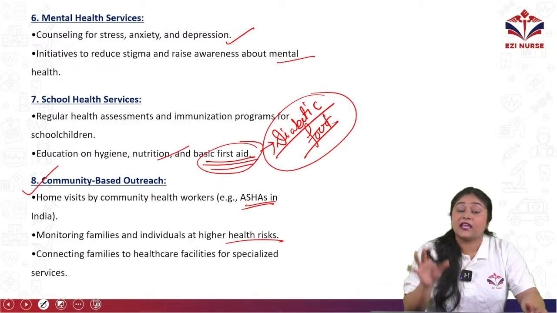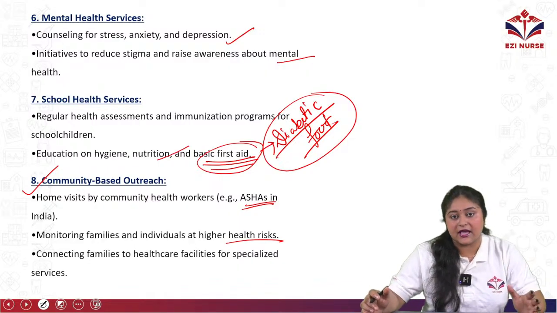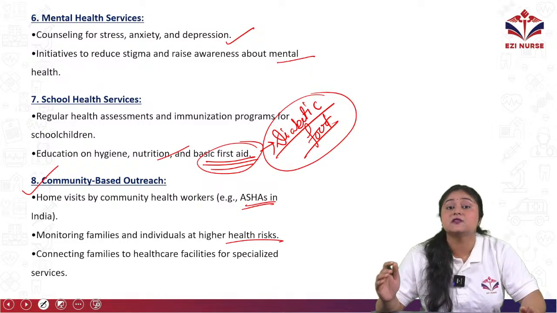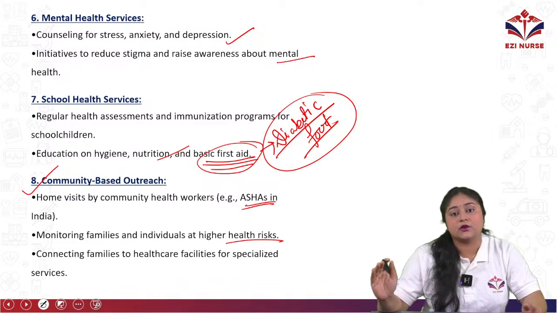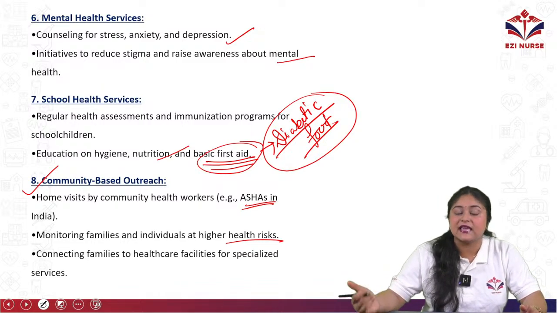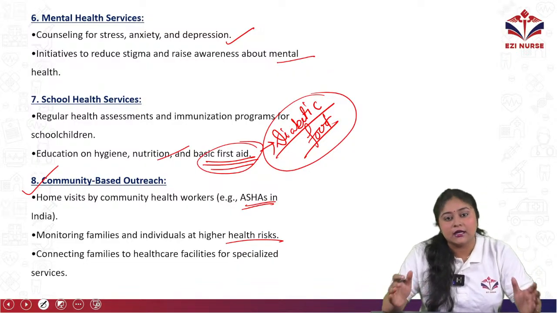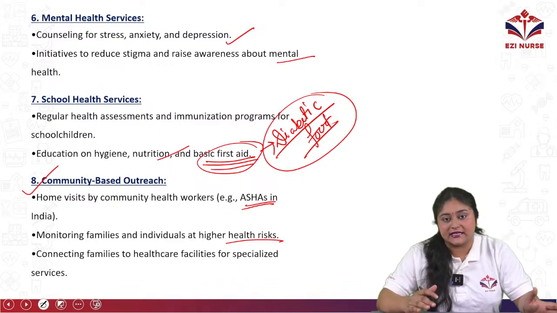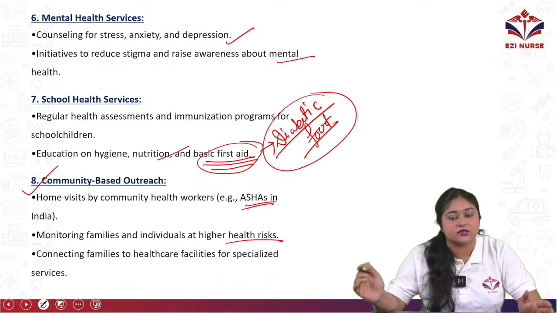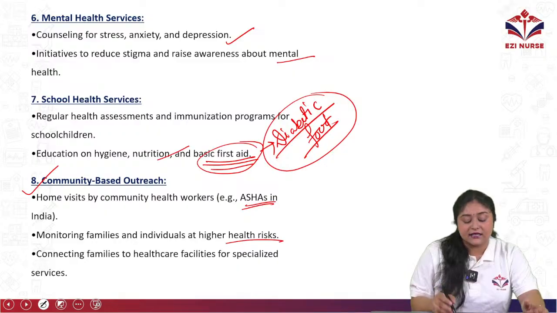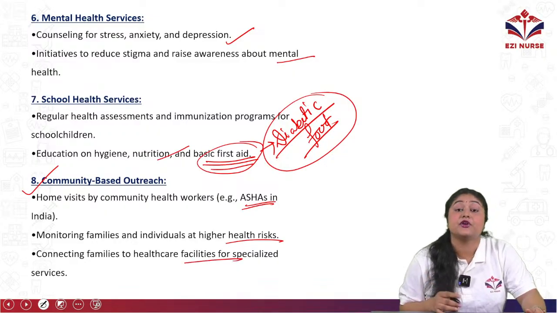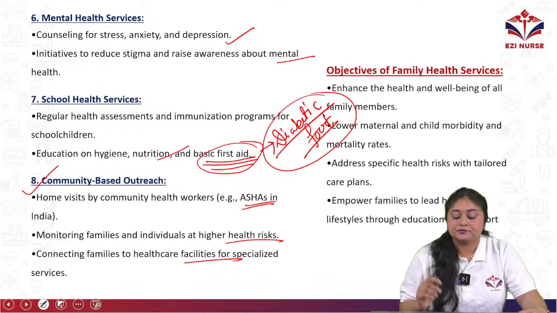Okay, and if they are finding some complications, they have the right to send this particular patient to a particular hospital, for example PIC or CIC or any kind of district hospital. And if it belongs under any kind of urban category, they can send directly to the district hospital. Okay, so connecting the families to healthcare facilities for specialized services.